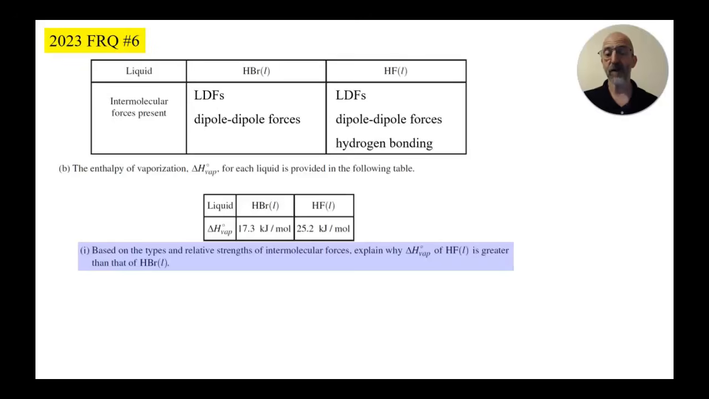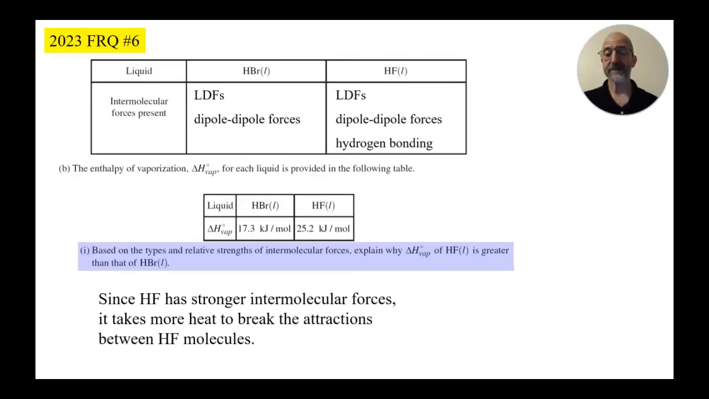Moving on to the next part. This is called enthalpy of vaporization. So what does that mean? Well, enthalpy is the change in energy or heat, and the vaporization is going from a liquid to a gas. So what we have to do is explain, using the types and relative strengths of intermolecular forces, why the enthalpy of vaporization for HF is greater than that of HBr. So this is analogous to talking about boiling points. So let's see if the student did a good job with their answer.